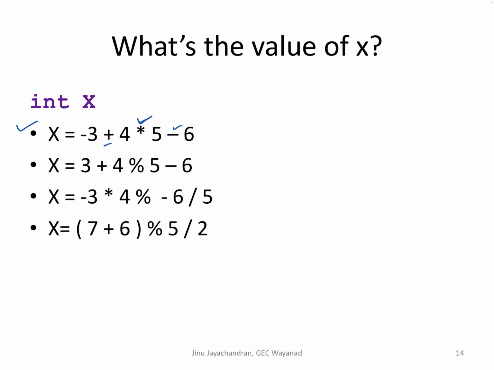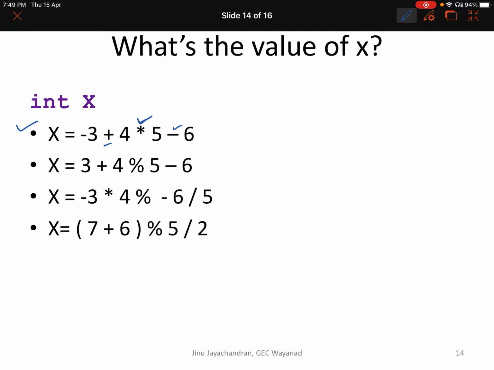It will be something like this. So 4 into 5 will be evaluated first, which is 20. It will be subtracted from 6 and added with minus 3. So the answer is 11.